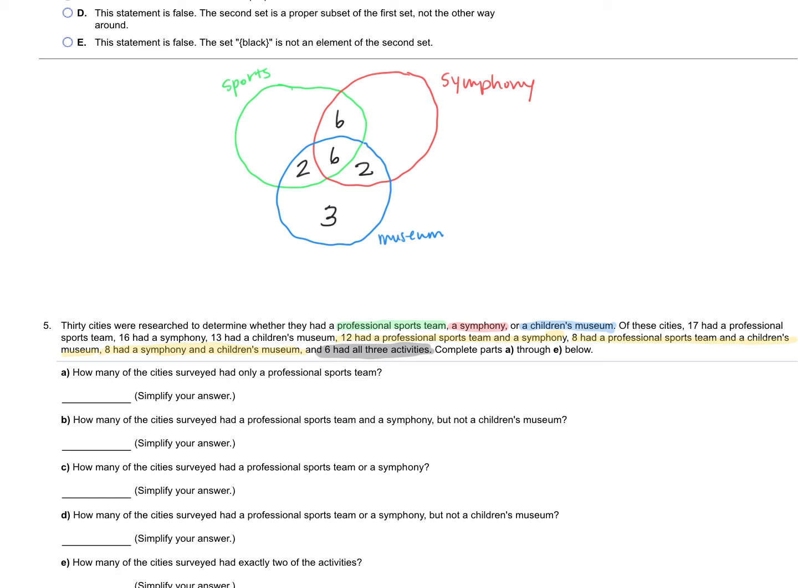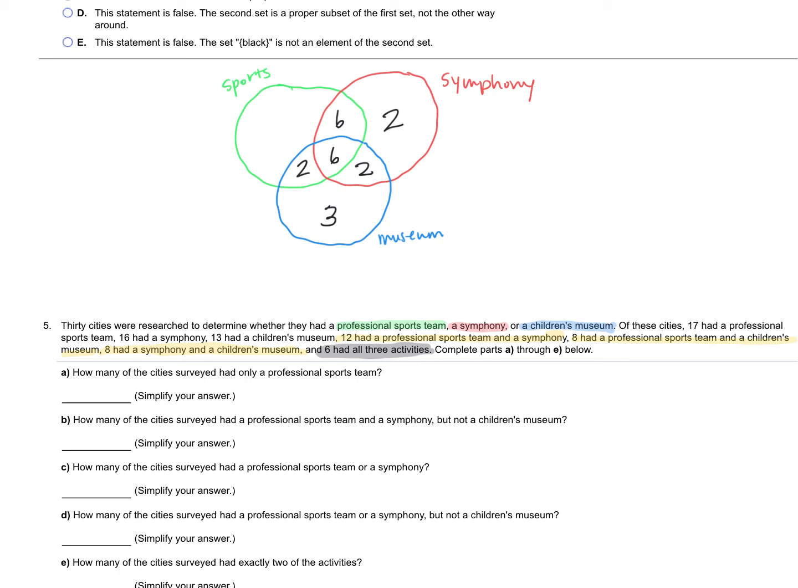Okay, so now we're going to do the same thing with the symphony. So it says 16 had a symphony. So this whole symphony circle has to add up, all the pieces have to add up to be 16. So we have 6 plus 6 is 12, plus 2 is 14. So it means it only leaves 2 to be in this part of the circle. So all of those numbers within that red circle add up to 16.